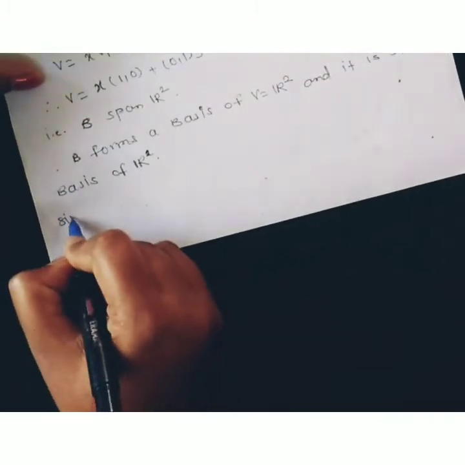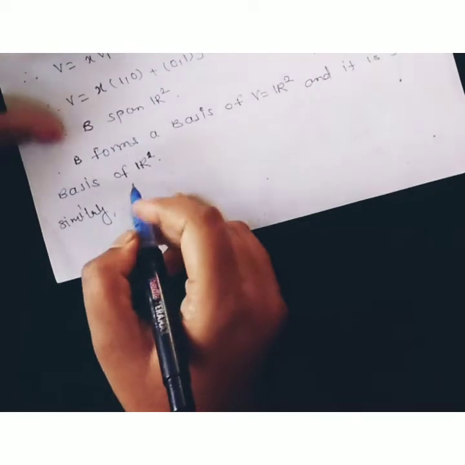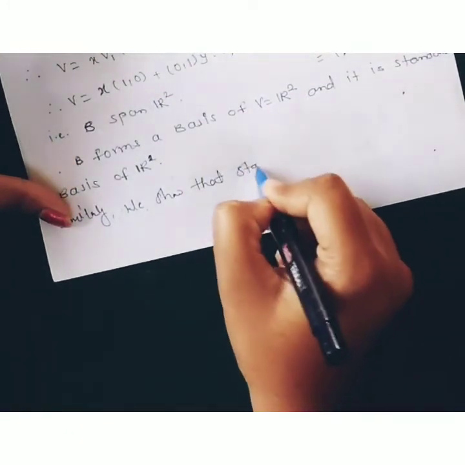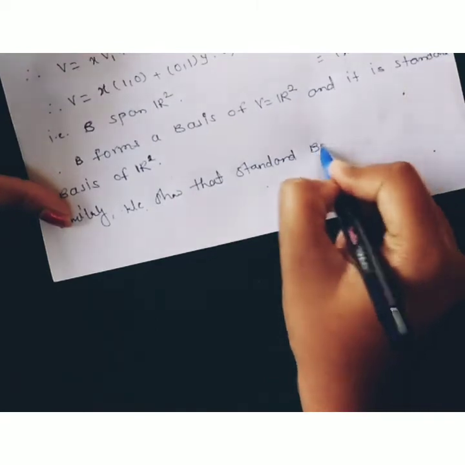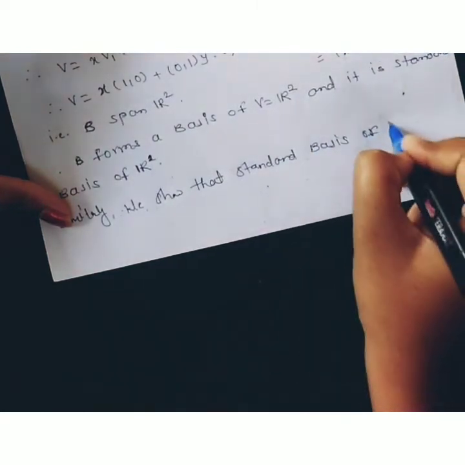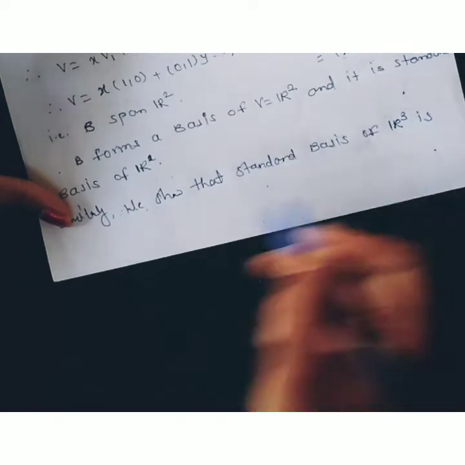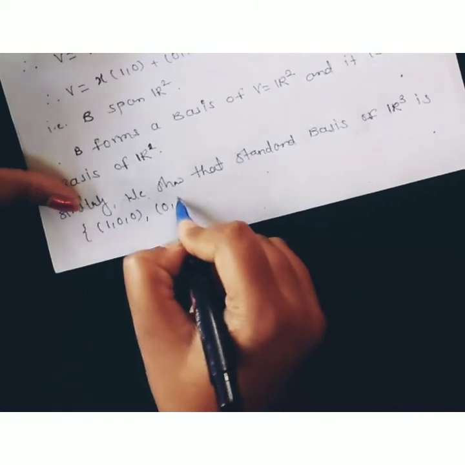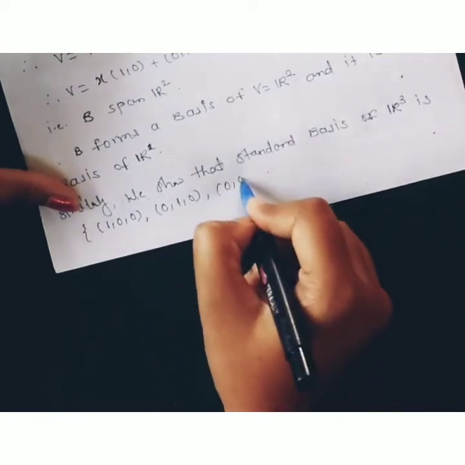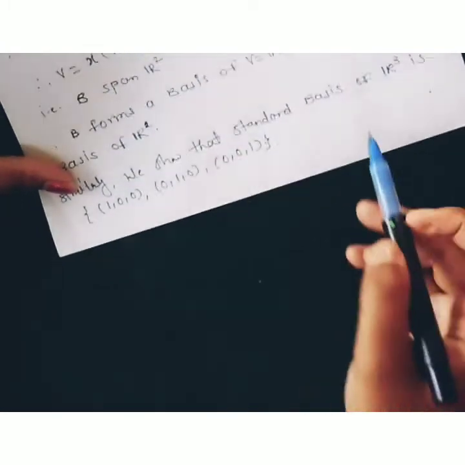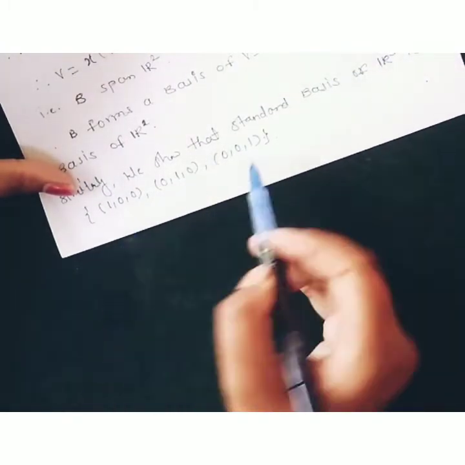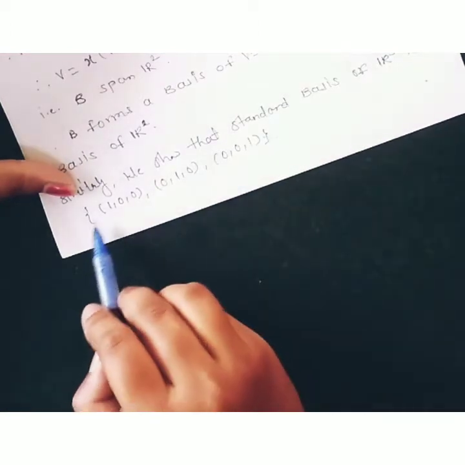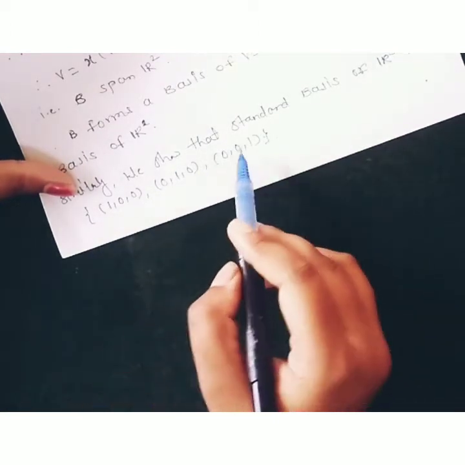Similarly, we can show that the standard basis of R3 is (1, 0, 0), (0, 1, 0) and (0, 0, 1), which consists of 3 elements.